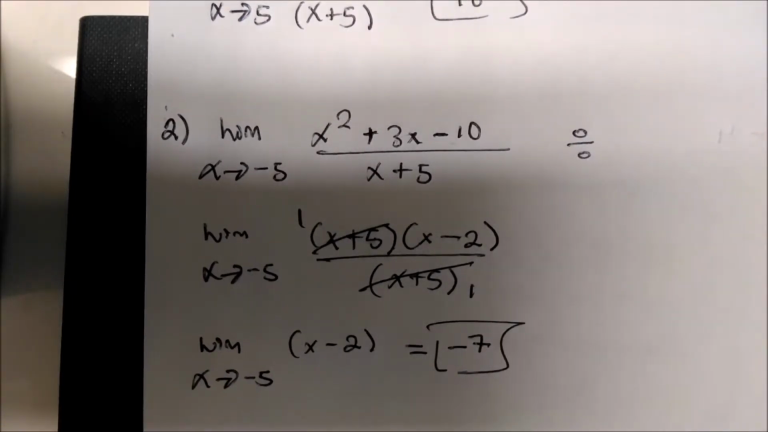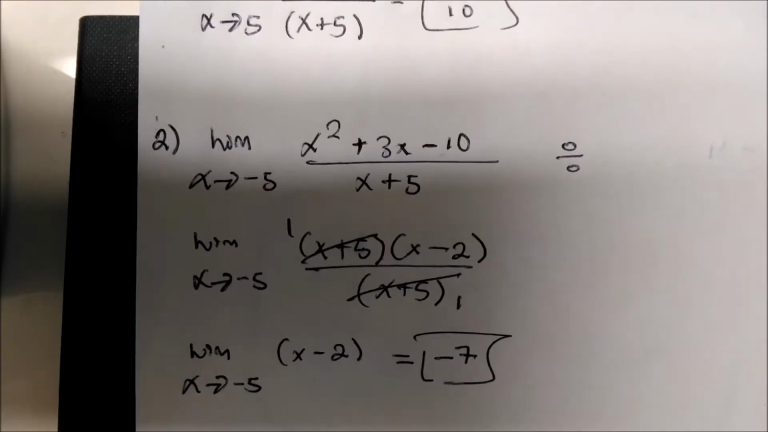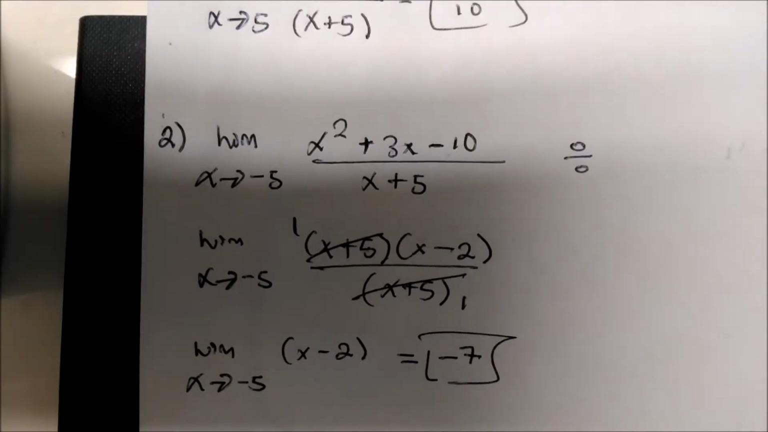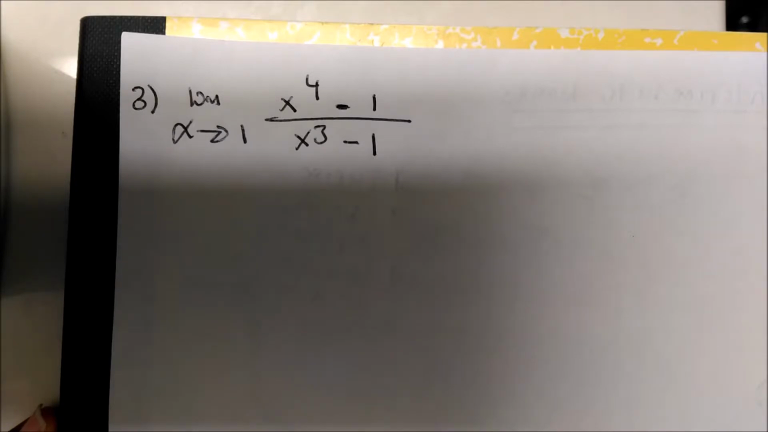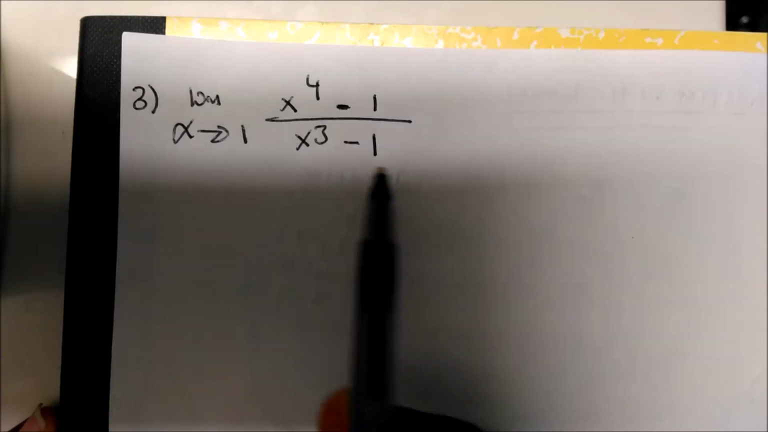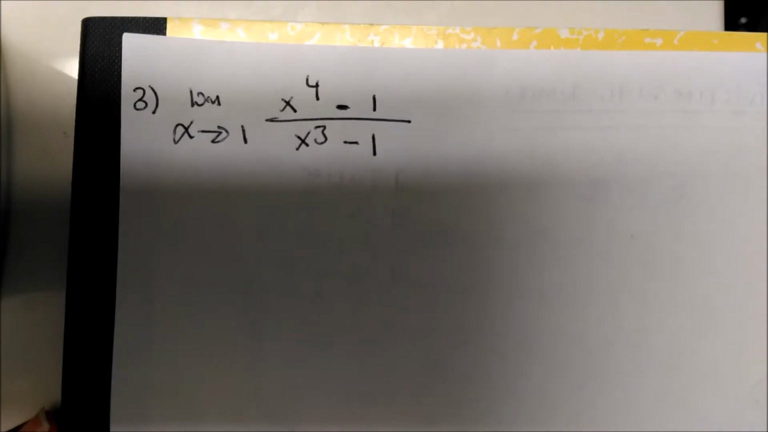All right, so easy problems: polynomials, factoring. It's the number one thing you want to do if your function is 0 over 0, if it's possible. Let's try another one. The limit as x approaches 1 of x to the 4th power minus 1 over x to the 3rd power minus 1. So plugging in 1 again, we get 0 over 0. So this is indeterminate. So what could we do?